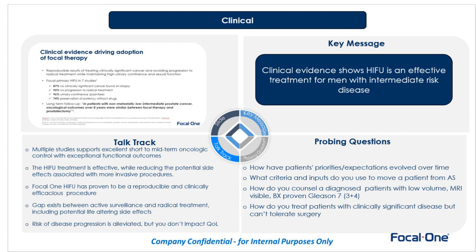Some probing questions to ask on this slide include: What criteria and inputs do you use to move a patient from active surveillance? How have patients' priorities and expectations evolved over time? How do you counsel a patient diagnosed as Gleason 7, 3+4, with low volume disease, 1 or 2 positive cores? How do you treat patients with clinically significant disease who can't tolerate surgery? How does your institution handle salvage therapy?